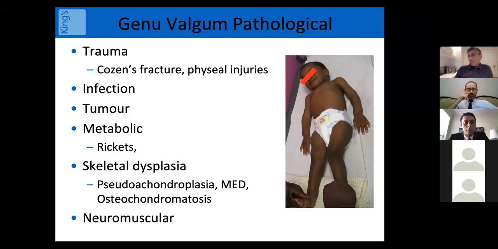Again, even in our place, rickets is quite common. Genu valgum is more common than genu varum. As you can see here, the rachitic rosary, and history is important. There are other causes. I think one important cause I'll discuss in a bit more detail is Cozen's fracture. Again, these are all rare causes. And neuromuscular, cerebral palsy, is a completely different ballgame.